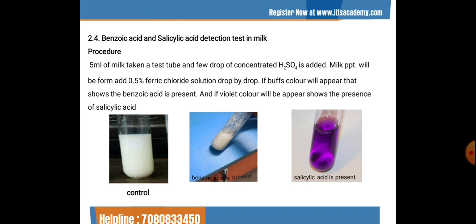So it depends upon the milk whether, on addition of 0.5% ferric chloride drop by drop, it shows the buff color or the salicylic color. Both the results are shown below: the buff color shows the presence of benzoic acid and the purple color clearly shows salicylic acid present in the milk.